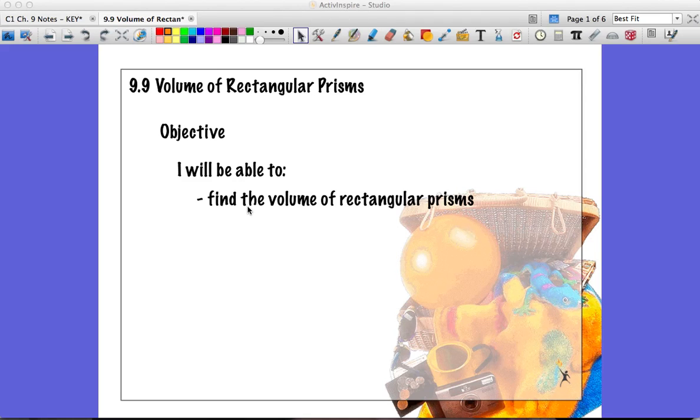Welcome to Lesson 9.9, Finding the Volume of Rectangular Prisms.